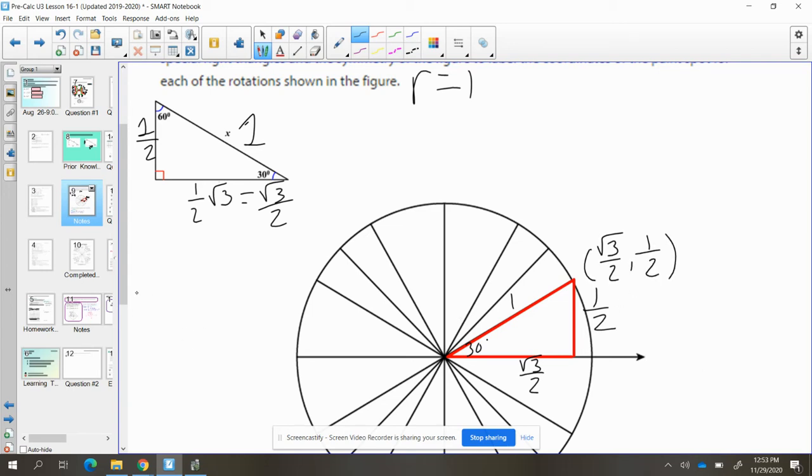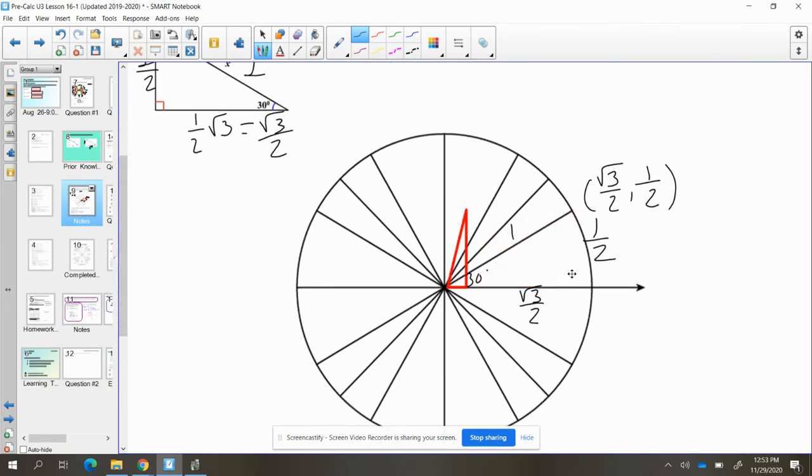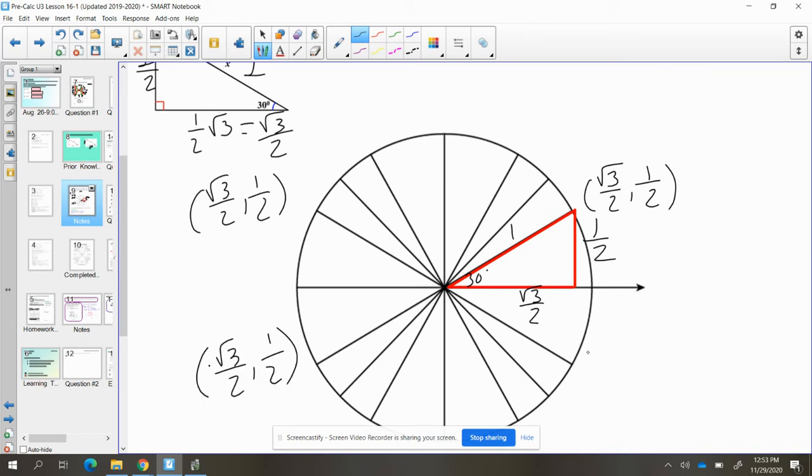Well, just like we were talking about before, all of these reference triangles, if we flipped this over, would be the same. Or if we flipped it down, we would see the same thing, right? So all of these reference triangles officially are going to have this same measure. They're all the same size: square root of 3 over 2, 1/2, square root of 3 over 2, 1/2, and square root of 3 over 2, 1/2. The only difference here is that what quadrant they're in is going to dictate what kind of signs it has.